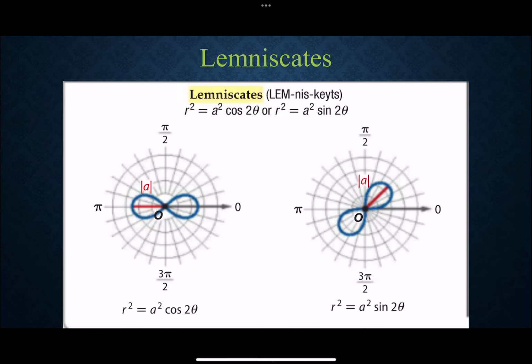The final thing is the lemniscates. This is now based on r squared, and then it's r squared equals a squared cosine 2 theta versus r squared equals a squared sine 2 theta.